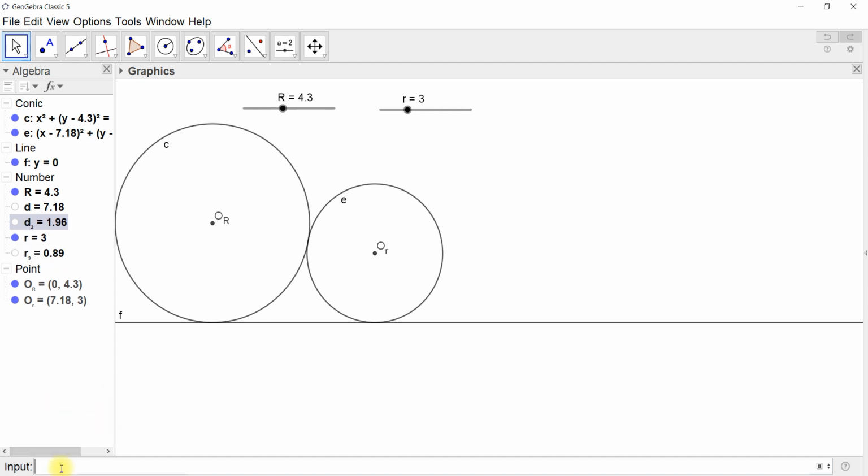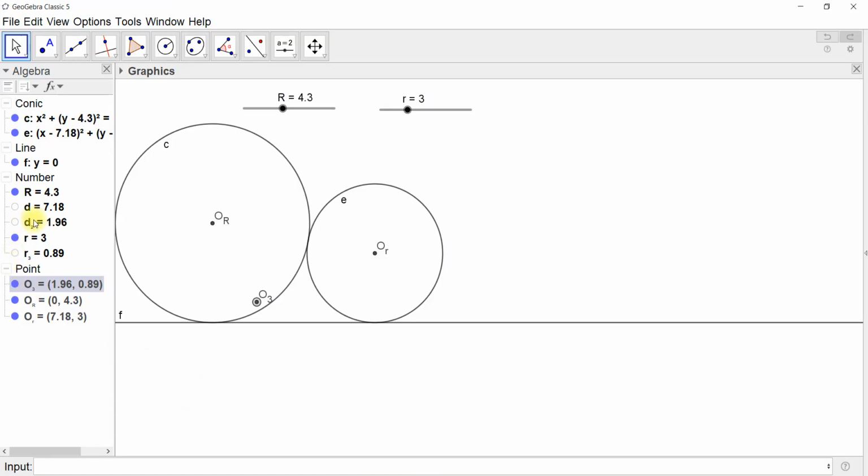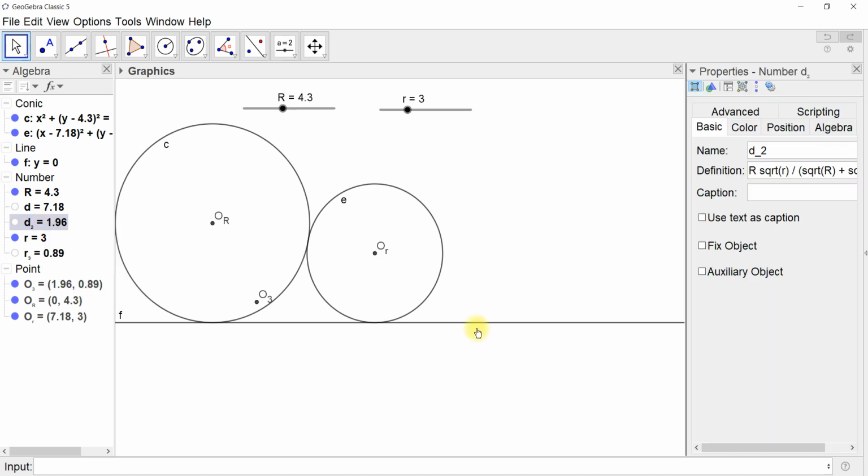And again, now the center of the third circle, so I'm just going to call that O3. The x coordinate is going to be this D2, and the y coordinate is going to be my R3. And that doesn't look right. Wait, let me see. Oh, it's 2. I forgot my 2. So let's go to my distance here. I go to the properties, and I had r times r over all that stuff. It should actually be 2 times that. There we go.